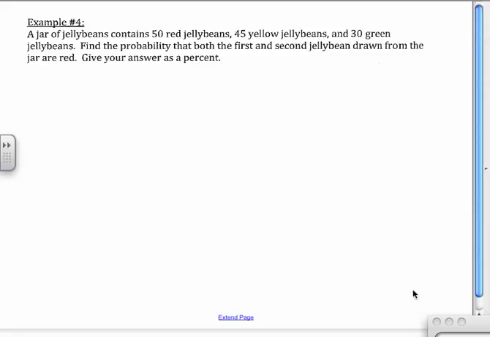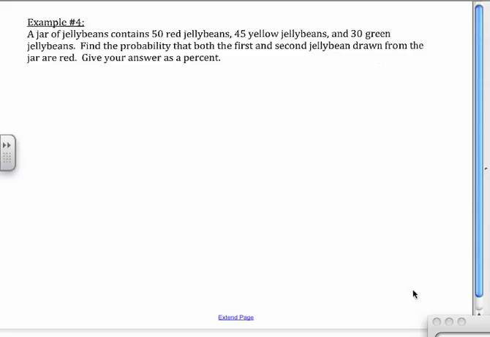Okay? Now let me ask you something. Critical question. Are these events independent or are they dependent? They're not independent. They are dependent. And here's why. Because as soon as I choose the red jelly bean on the first one, it's no longer there for me to choose again on the second one.